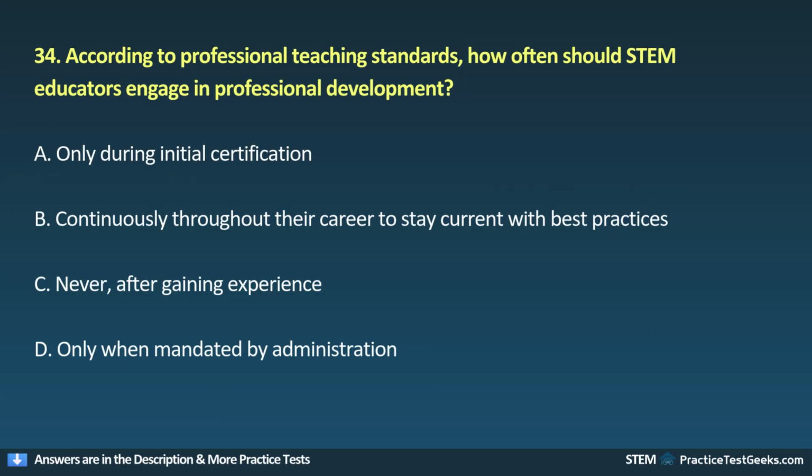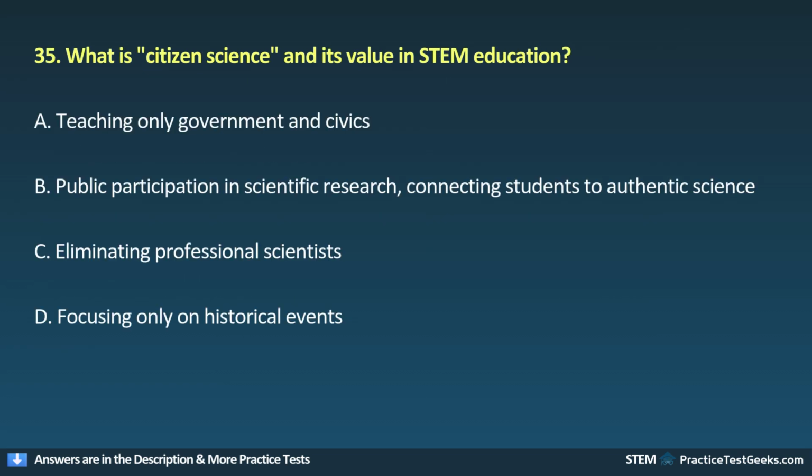34. According to professional teaching standards, how often should STEM educators engage in professional development? A. Only during initial certification. B. Continuously throughout their career to stay current with best practices. C. Never after gaining experience. D. Only when mandated by administration. 35. What is citizen science and its value in STEM education? A. Teaching only government and civics. B. Public participation in scientific research, connecting students to authentic science. C. Eliminating professional scientists. D. Focusing only on historical events.